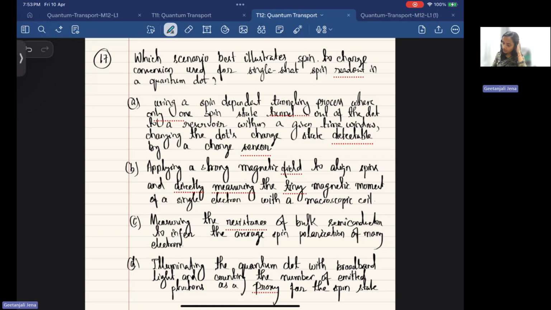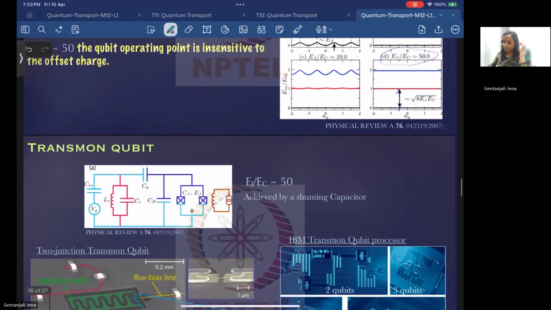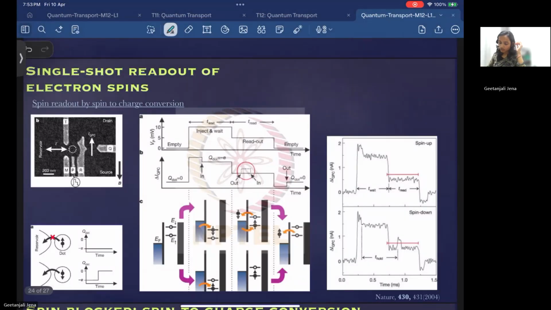So for this, if you can guess, option A is the answer. Based on the spin state, the tunneling event is recorded by a charge sensor. You can see it here. This is the single shot readout for electron spin. If there is a change in delta I_QPC in the readout region, we say this is spin down. If there is no change, this is spin up.